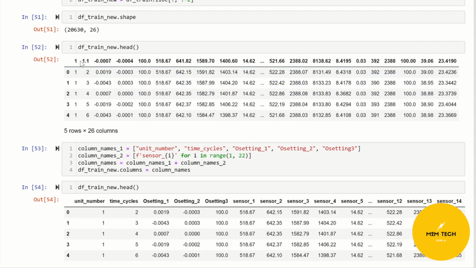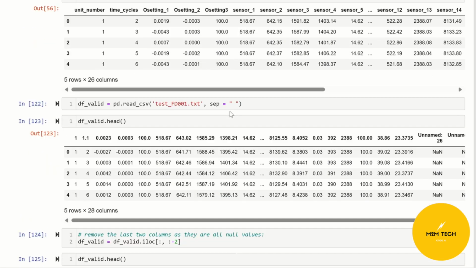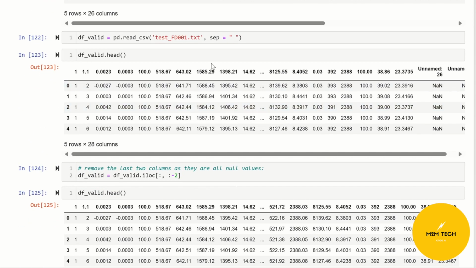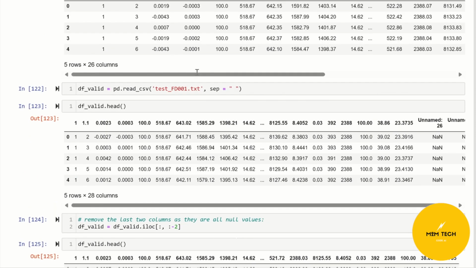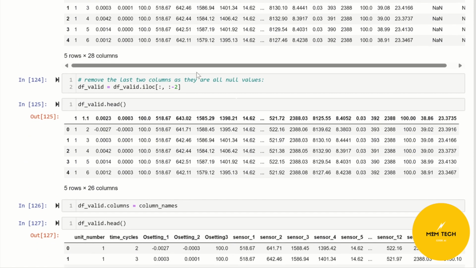The first one is unit number or the engine number. The second one is the time cycles. The next three are the operational settings, followed by the sensor data for the next 21 columns. So I gave the column names here, and here we have the column names for the training data set. And I did the same for the test data set. The last two columns are all NaN values, so I removed them and then gave them the column names.